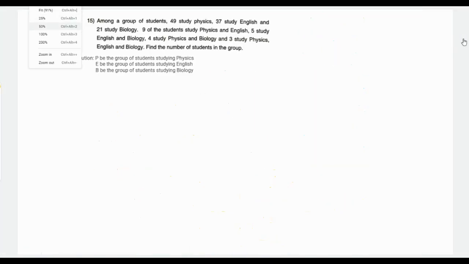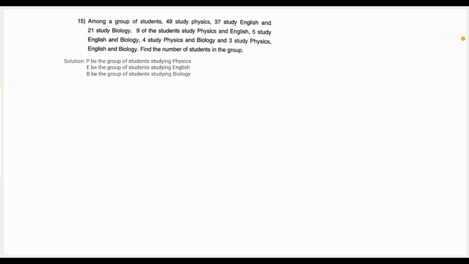Moving on with the next question, they have given: among a group of students, 49 study physics, 37 study English, and 21 study biology. 9 study physics and English, 5 study English and biology, and 4 study physics and biology. 3 study physics, English, and biology. Find the number of students in the group. Let P be the group of students studying physics, E be the group studying English, B be the students studying biology. So n(P) is 49.